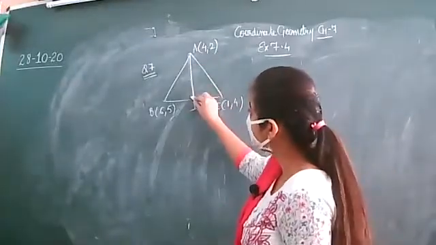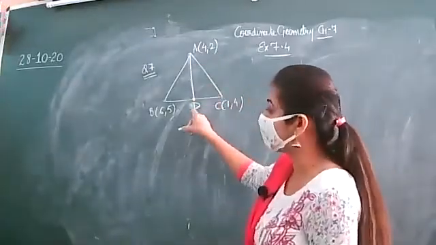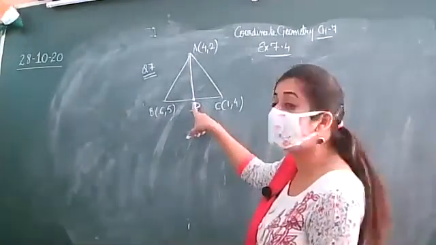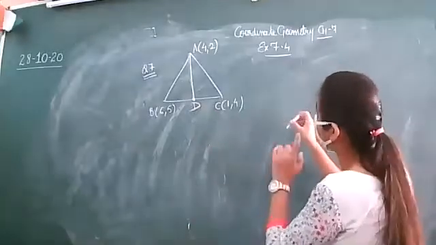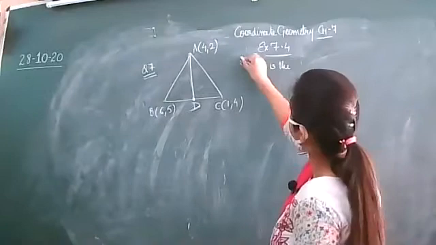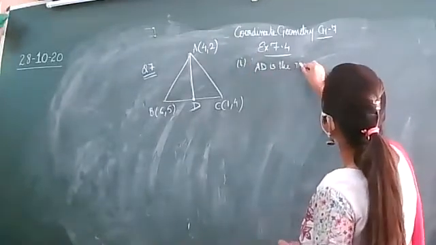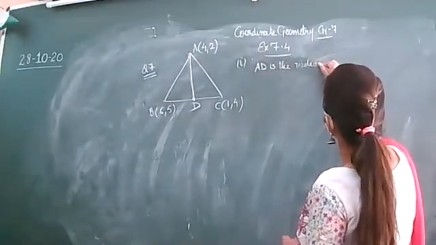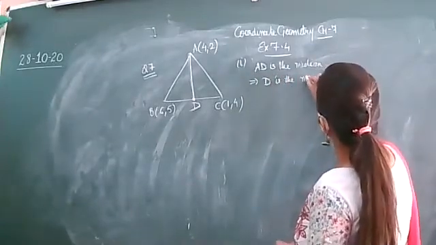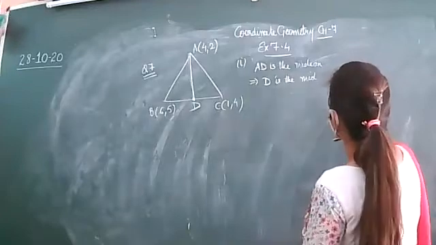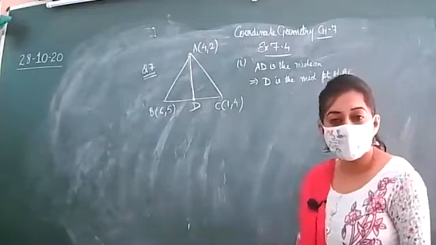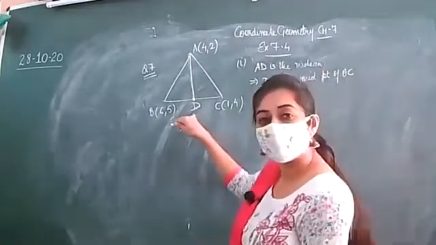If AD is the median, then D must be dividing the complete line BC into two equal parts. That means D must be the midpoint of the side BC. AD is the median, but we are discussing the first part. AD is the median, therefore D is the midpoint of BC. So can we use the midpoint formula here to find the coordinate of D?